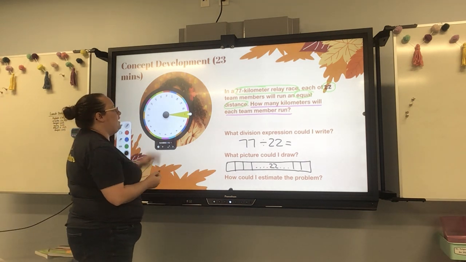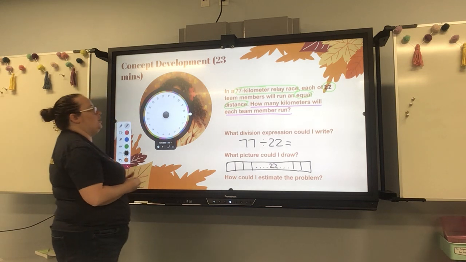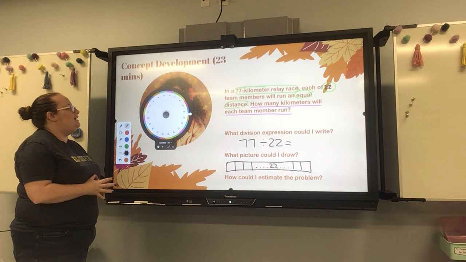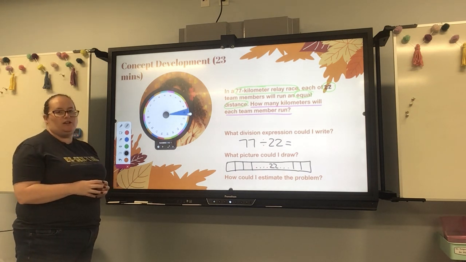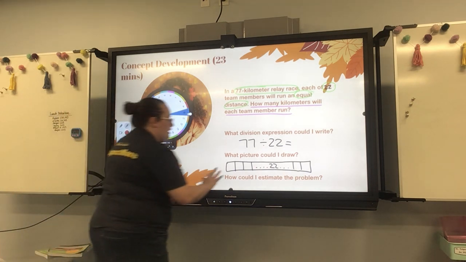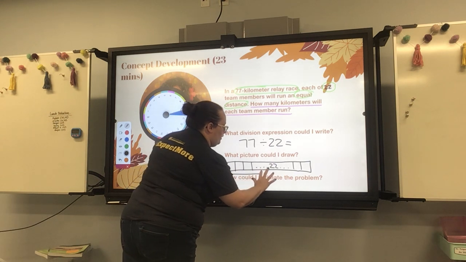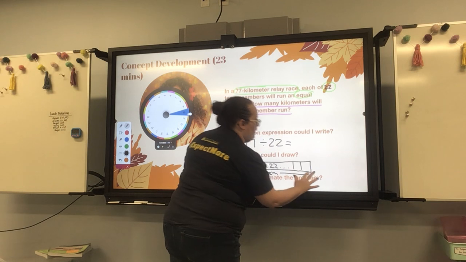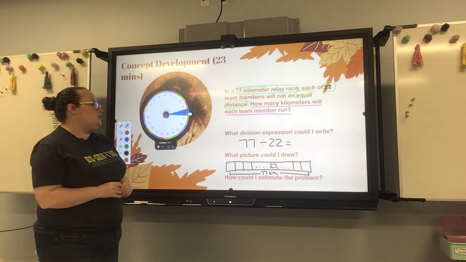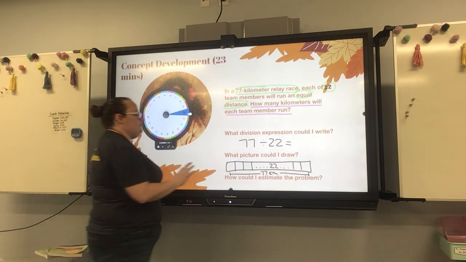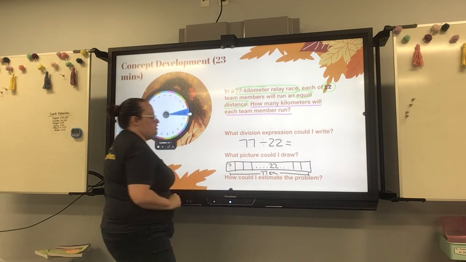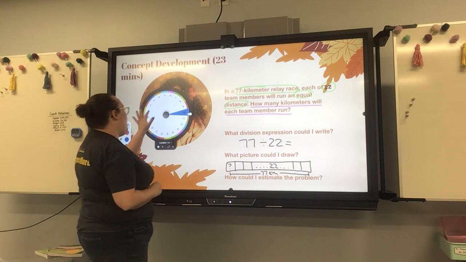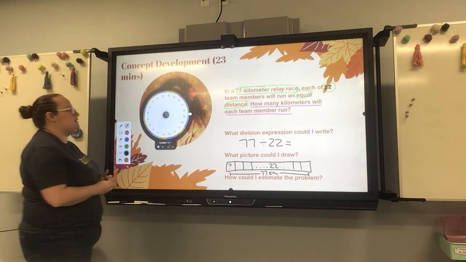And then where would my 77 go? Where would the 77 go? It would go down at the bottom. Very good, very good. So now I'm trying to figure out how much each team member runs, or what number goes inside each box. How could I estimate the problem?